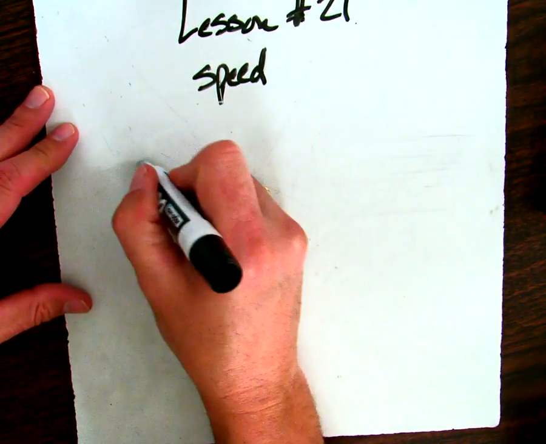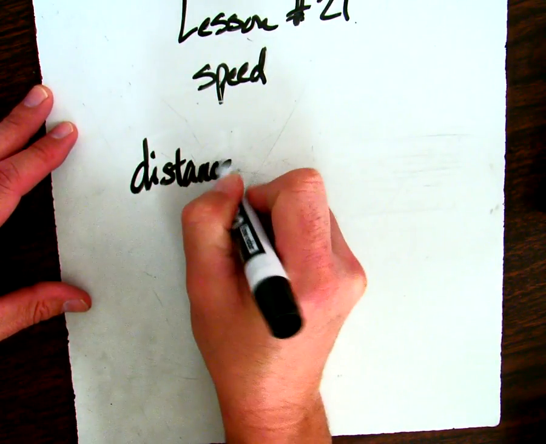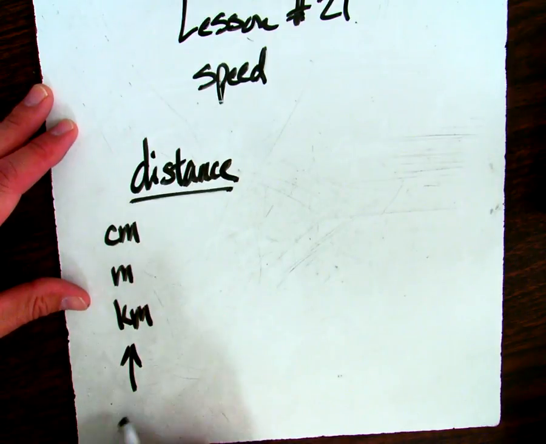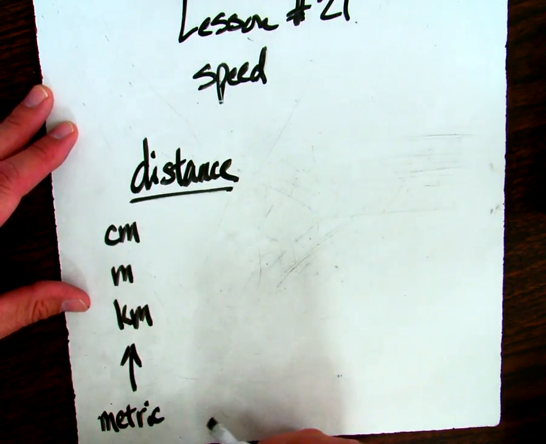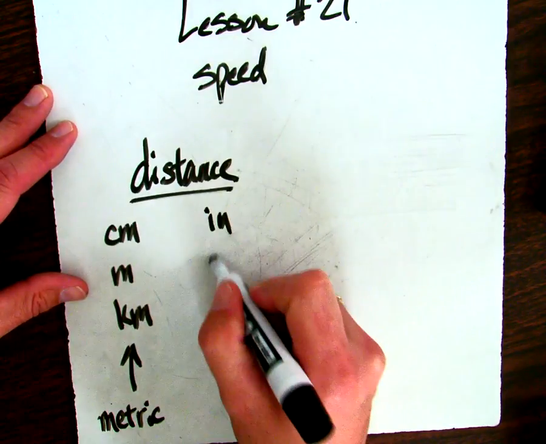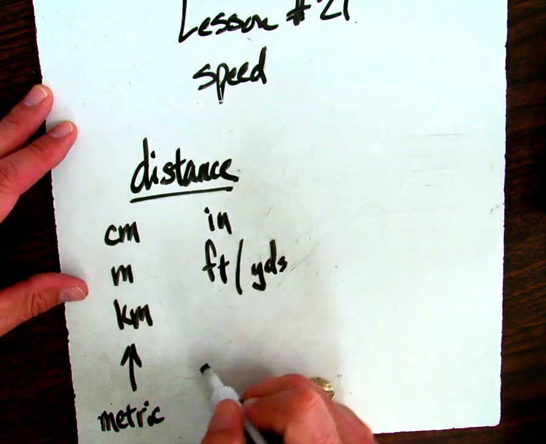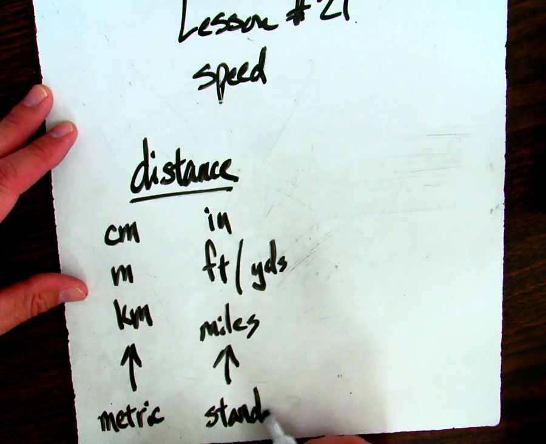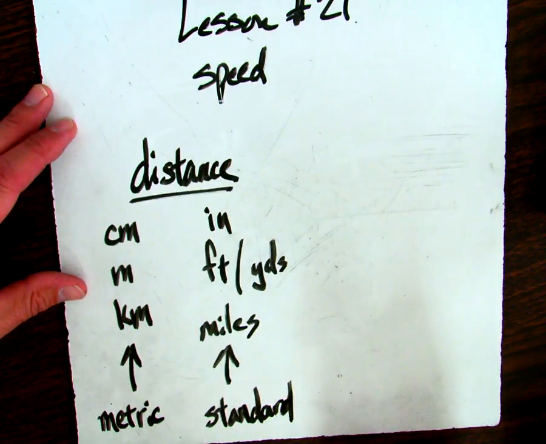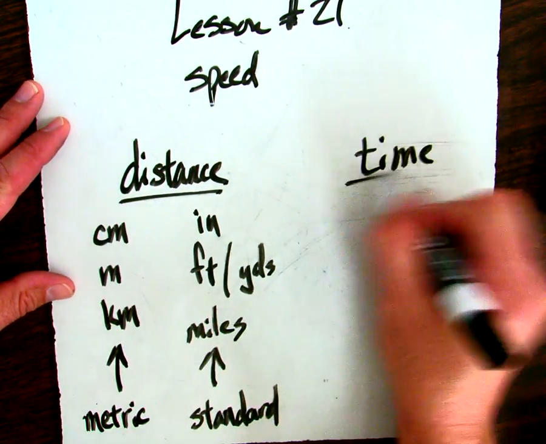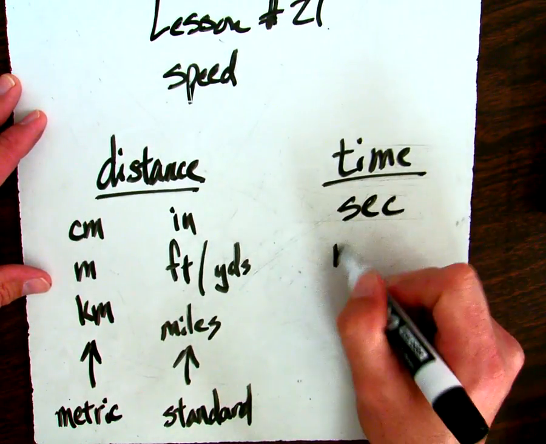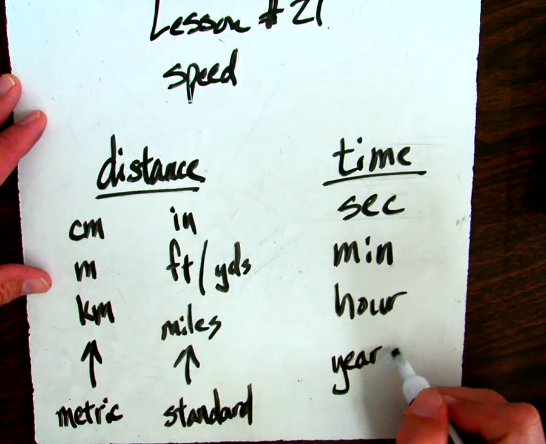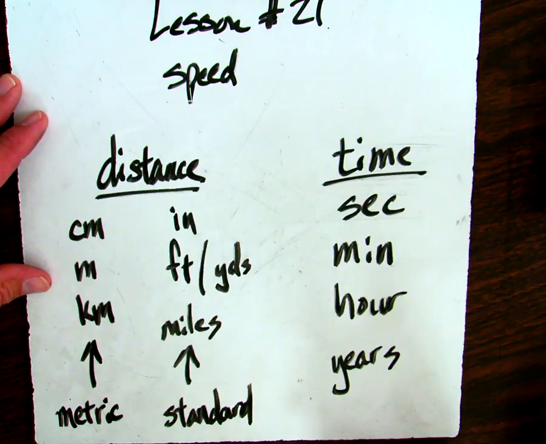When we talk about distance, we will refer to centimeters, meters, and kilometers if we're talking about the metric system. And then we have the standard or American system where we'll talk about inches, feet, yards, and miles. So those are the different types of distances that we might see. When we talk about time, our variables might be seconds, minutes, hours, or maybe even years when we talk about geologic plate movement. Okay, these are a few centimeters a year, so not a whole lot.